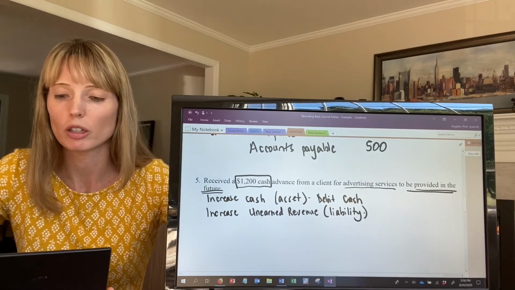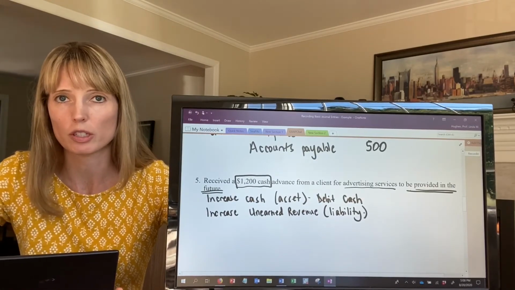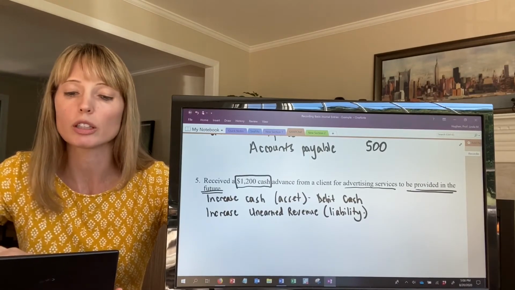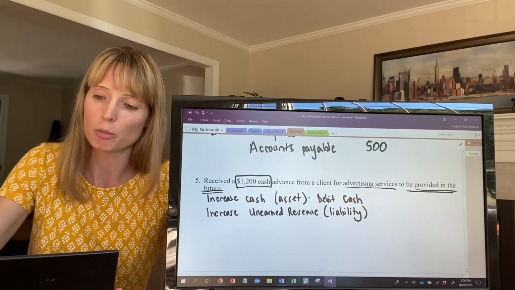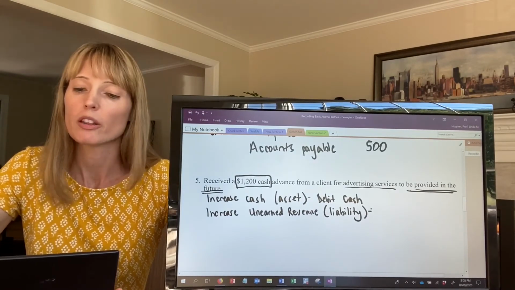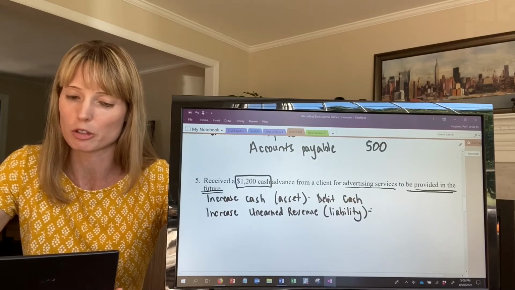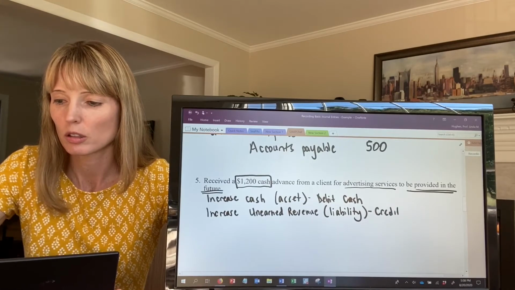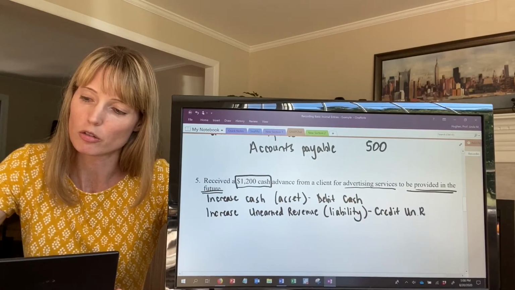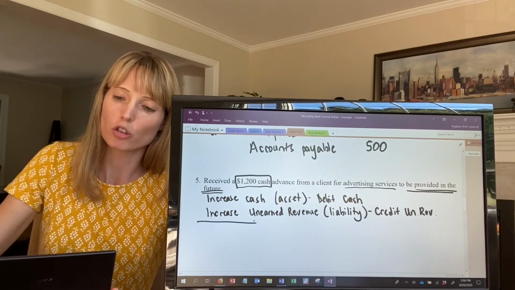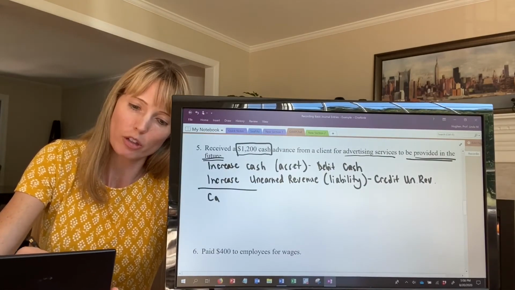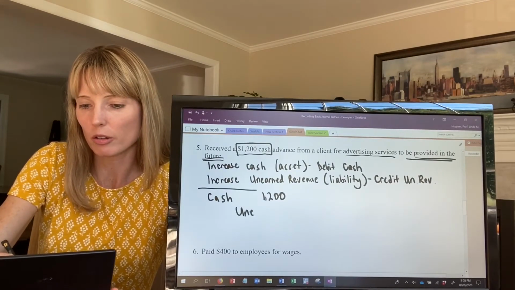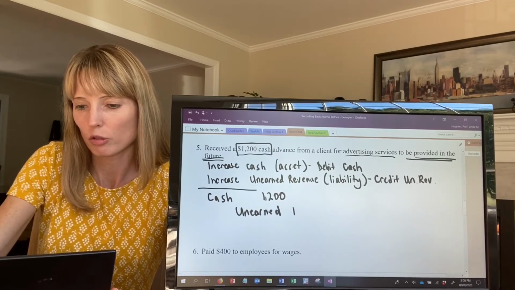Eventually, in the future, the company is going to provide those advertising services to the customer. And when it does, it's going to record the revenue and release or reduce this unearned revenue account. But right now, we want our books to show that we owe services to our customers in the future. So how do we increase a liability account? We're going to credit unearned revenue. Okay, so now for the journal entry, debit cash, $1,200, and credit the liability account, unearned revenue, $1,200.